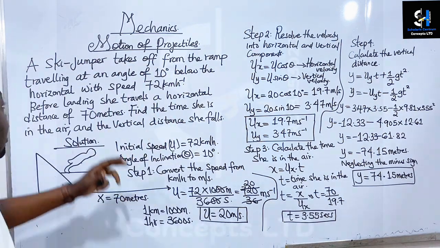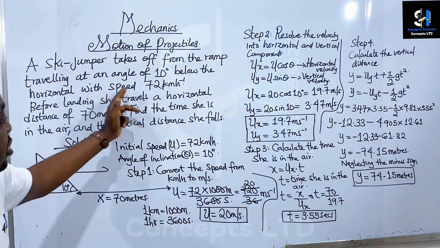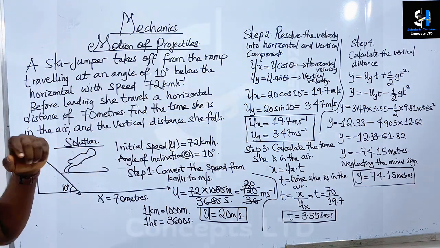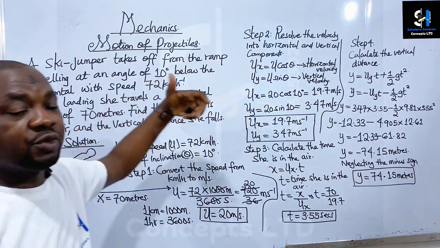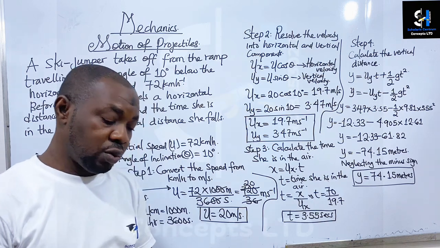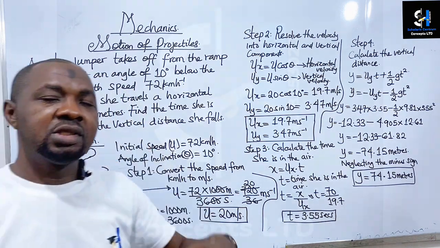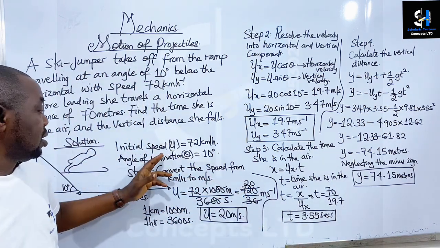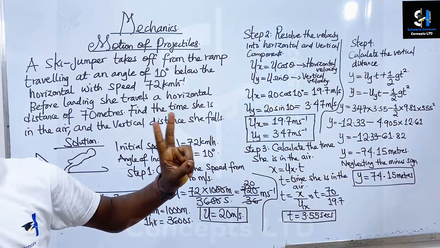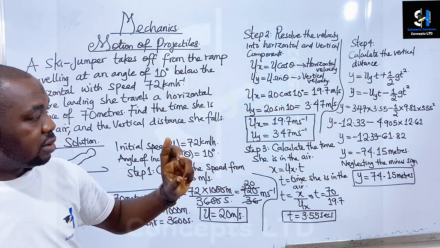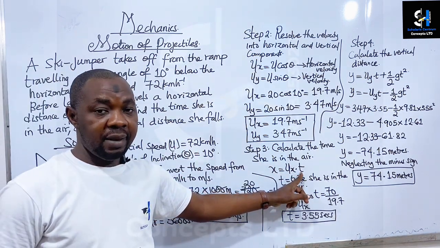That is, we have a ski jumper who takes off from the ramp, traveling at an angle of 10 degrees below the horizontal with a speed of 72 kilometers per hour. So we convert the speed from kilometers per hour into meters per second. Then we can resolve the velocity, which we calculated here as 20 meters per second, into two components, because we are asked to find the time she's in the air.